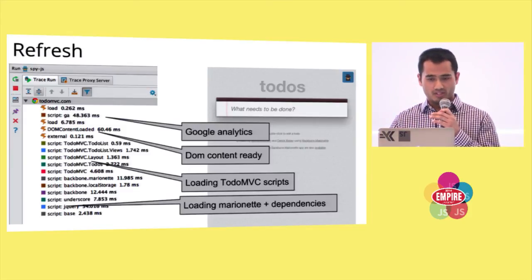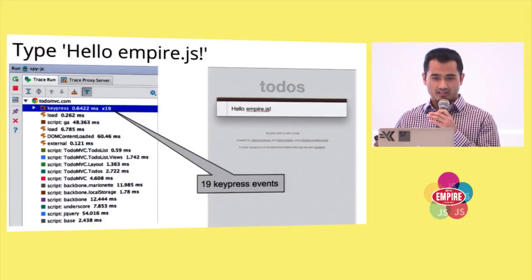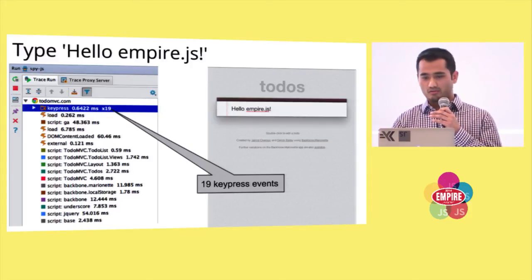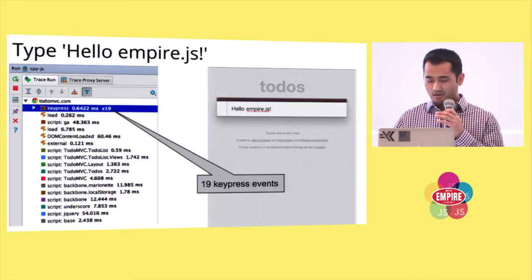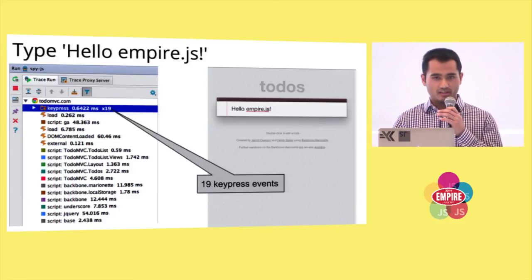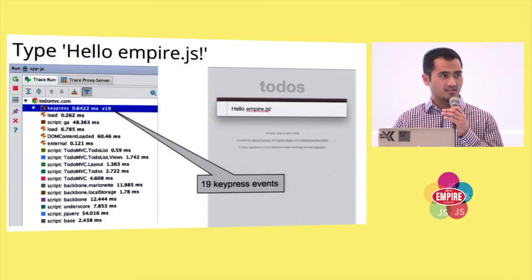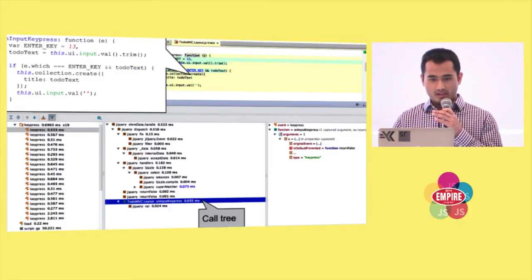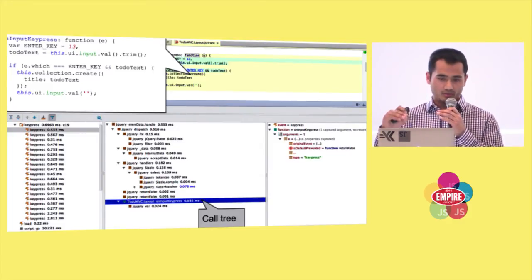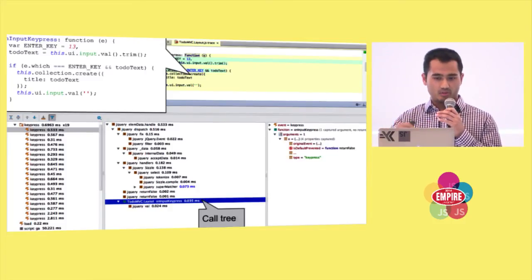And now let's go and do something there. So I type in hello empire.js, and it again captures, so I have 19 keystrokes. Well, by the way, if you count the actual keys, characters, it's not 19 because I had backspaces and so on. So now you have an event log. What you can do is you can actually select one of those events and see the relevant stack trace of it. So here, there's a bunch of jQuery methods. And in there, you see the to-do MVC layout module.